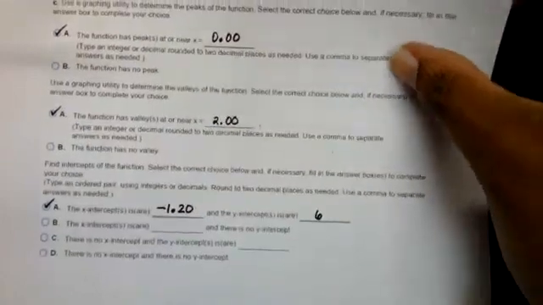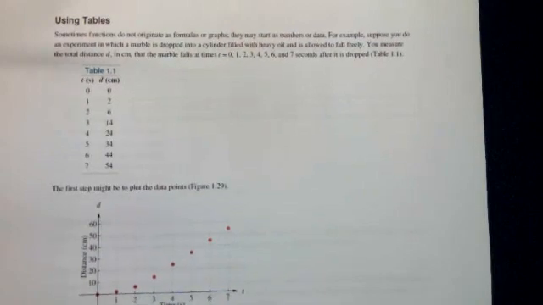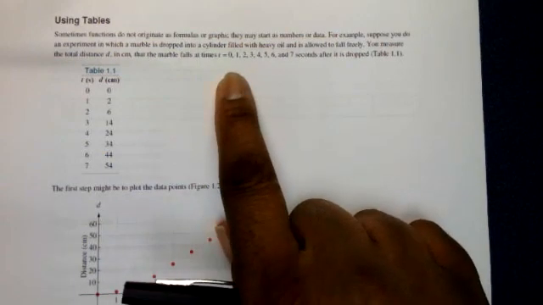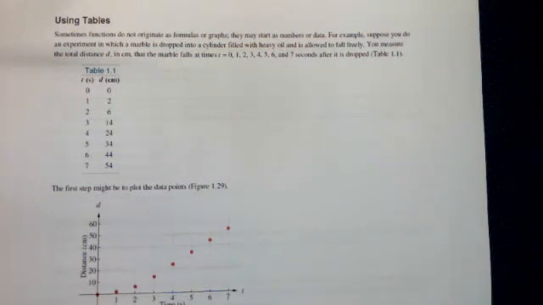All right, next we'll look at using tables. Sometimes functions do not originate as formulas or graphs. They may start as numbers or data. Like, for example, let's say we want to take an experiment in which a marble is dropped into a cylinder filled with heavy oil and is allowed to fall freely. Here you're going to measure the total distance, which is d in centimeters, that the marble falls at those times from t equal to 0 up to 7. And here's what the table looks like.